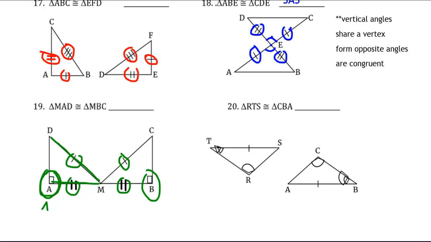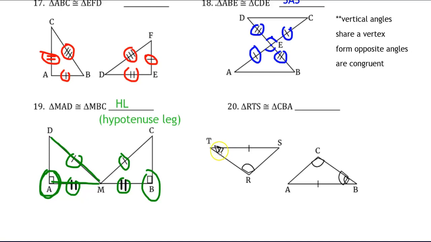So instead, we are going to use the method that we can only use for right triangles, and that method is called hyp-leg, which of course stands for hypotenuse-leg. We have a hypotenuse of a right triangle paired up with another one, and then a leg of a right triangle paired up with another one. Done.